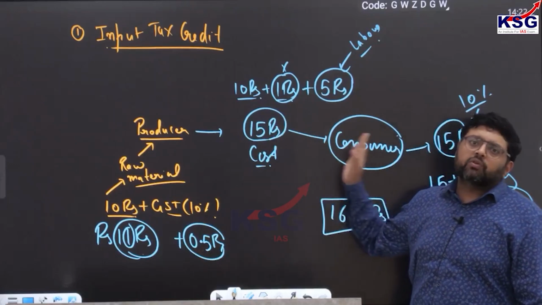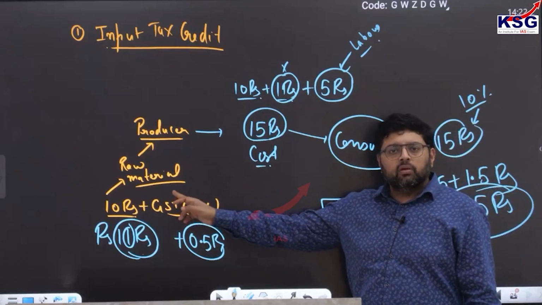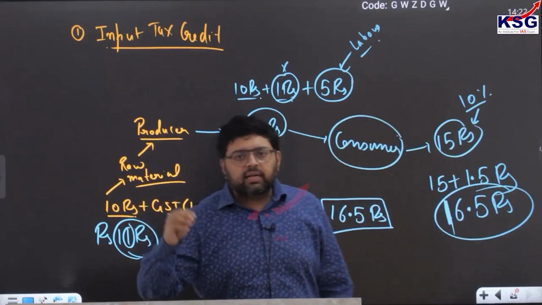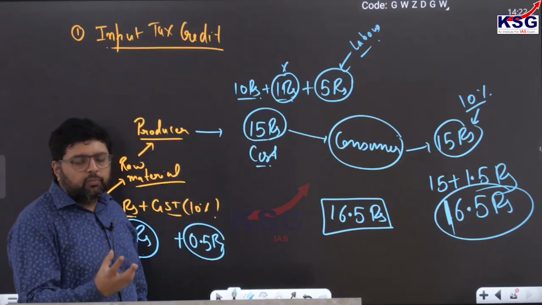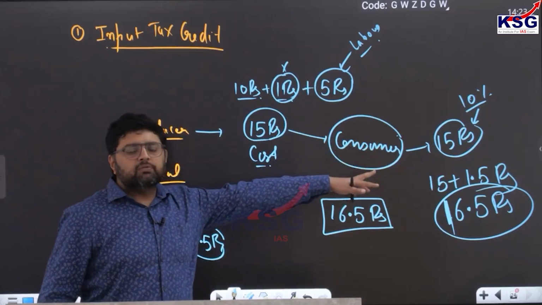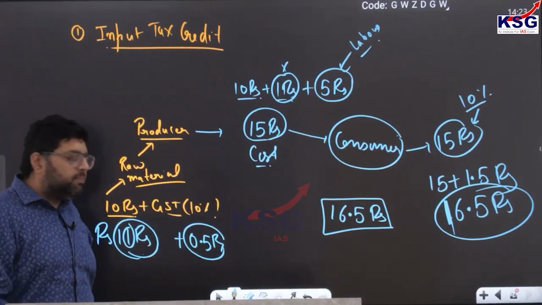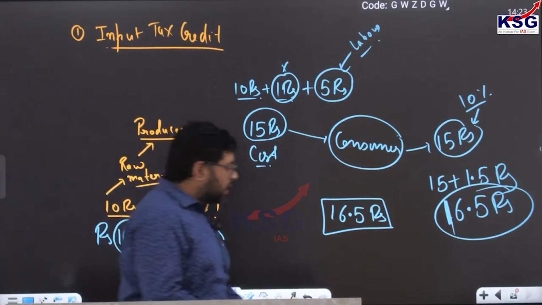So this is what we are doing. 10 rupees I have paid for the raw material. On that raw material, I did a value addition of 5 rupees. So ultimately 15 rupees. I will charge GST on 15 rupees, that is 10%, which is 1.5. But I will give the GST office only 0.5 rupees. Why? Because 1 rupee I have already given you.